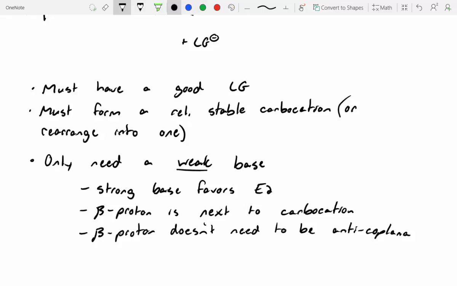Thanks. Why do you guys think it doesn't need to be anti-coplanar anymore? What's special about the carbocation? What do you guys think? Think about it. You've got this empty p orbital. Everything else is planar. It really doesn't matter where that beta position is going to be. It's not going to be influenced because the leaving group's already long gone. So in this case, you don't have to worry about stereochemistry as much. It makes these problems a lot easier.